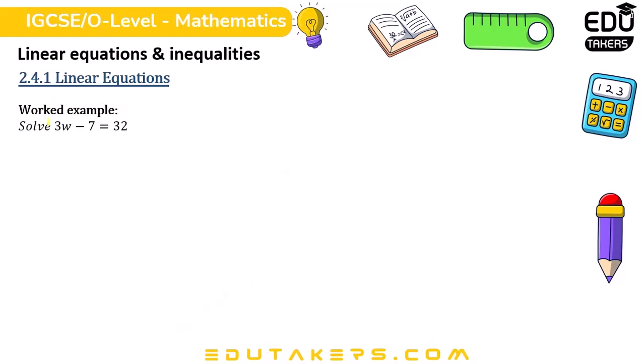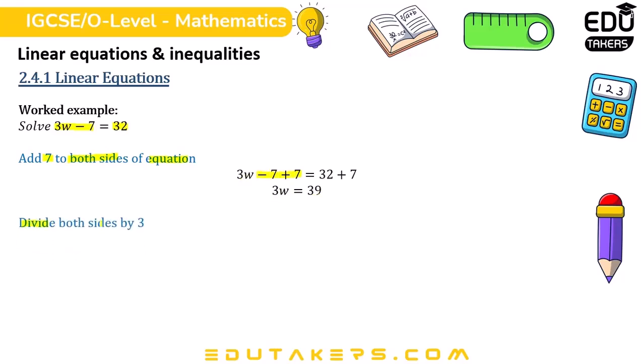Worked example: solve 3w minus 7 is equal to 32. Add 7 to both sides of the equation. So 3w minus 7 plus 7 equals 32 plus 7. Now this 7 minus 7 is 0. So 3w is equal to 39. Now divide both sides by 3. It will be 3w over 3 equals 39 over 3.